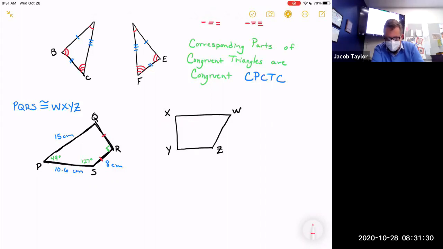Is that 10.6? Yep. It's 10 and 6/10. What's the degree for piece? For which one? 49. 49, 127. And diddly did. I have given you enough information to figure out every single piece of the other quadrilateral. Yes, yes, he did.